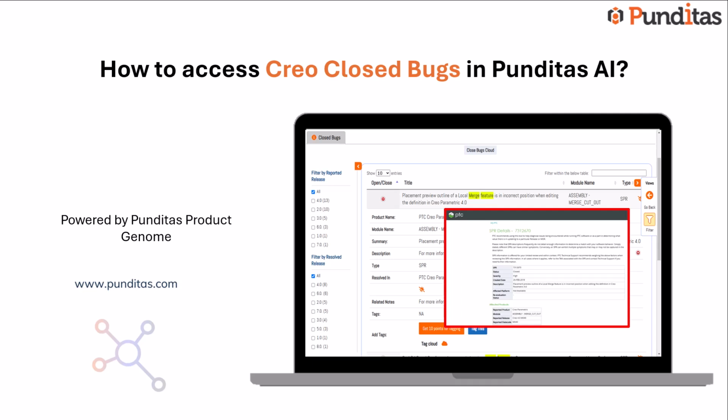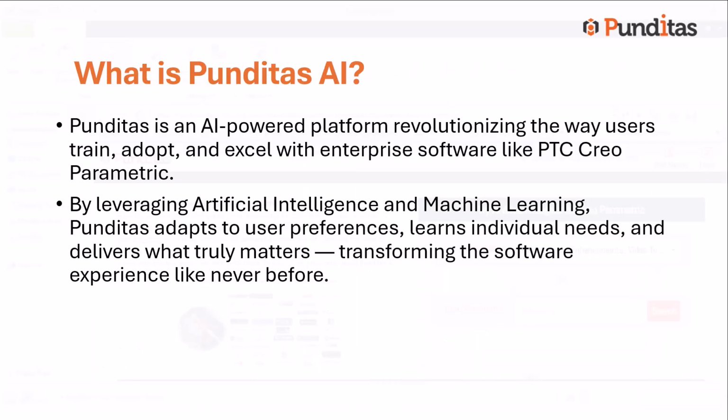This video tutorial discusses how to access Creo-related closed bugs in Punditas AI Advisor. Punditas is an AI-powered platform revolutionizing the way users train, adopt, and excel with enterprise software like PTC Creo Parametric. By leveraging artificial intelligence and machine learning, Punditas adapts to user preferences, learns individual needs, and delivers what truly matters, transforming the software experience like never before.